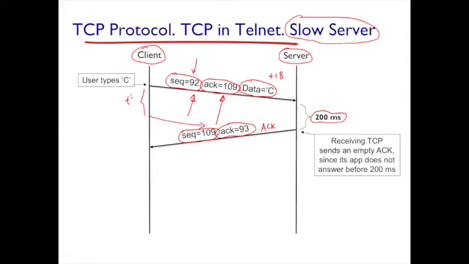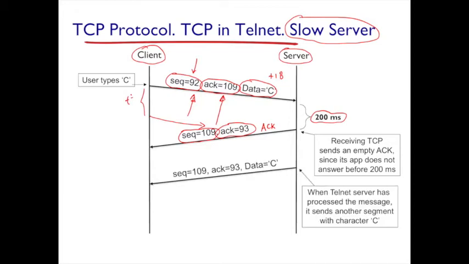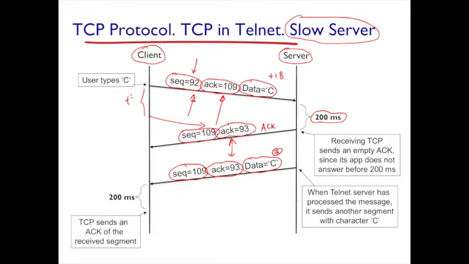And then after processing the segment, now the application has been talking with the transport entity, and it is able to send the data back. So same sequence number, same ACK as in this case, but the difference is that here we have included data. And then the client waits for new potential data.